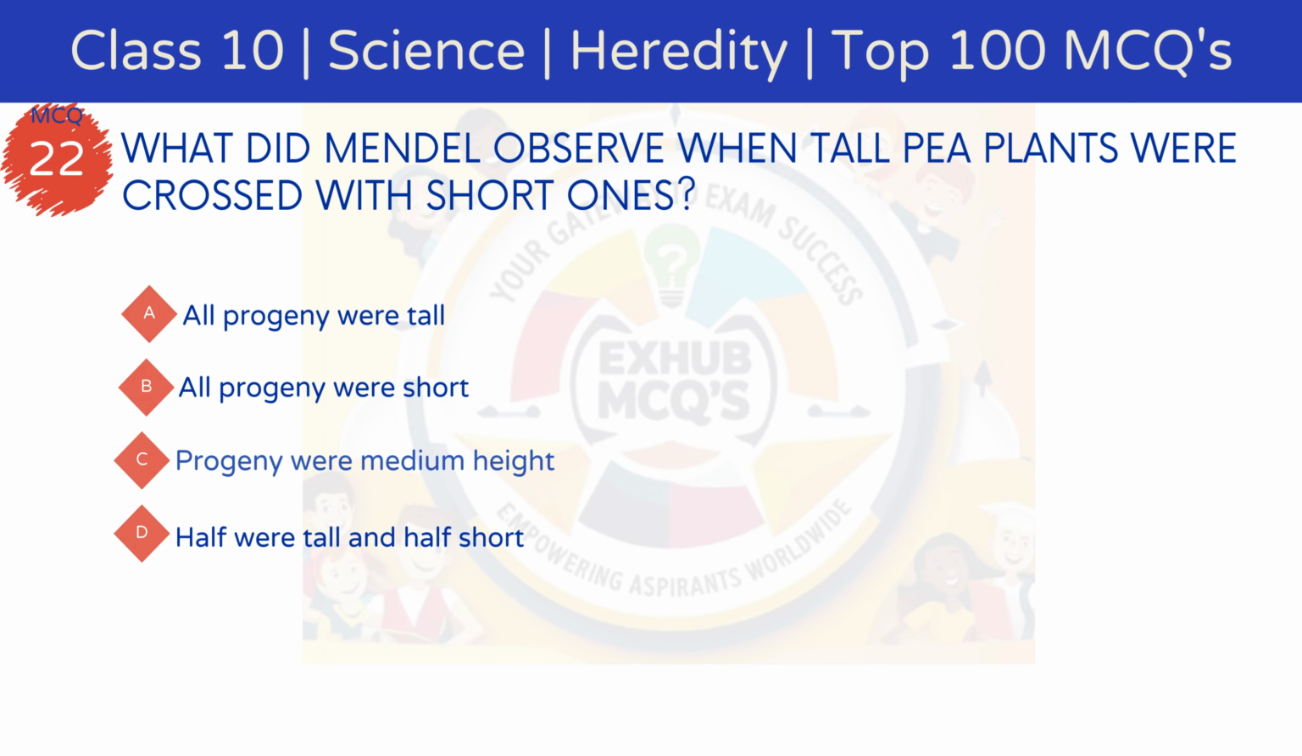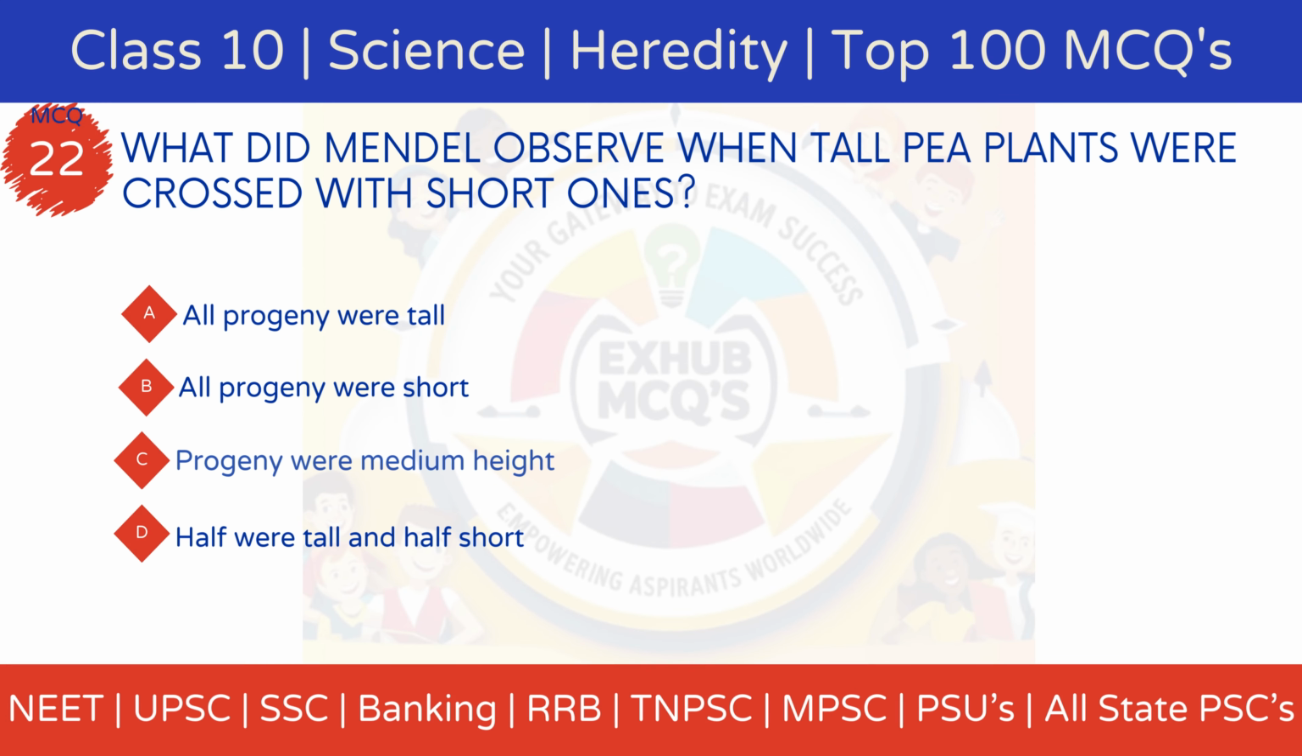MCQ 22. What did Mendel observe when tall pea plants were crossed with short ones? Option A, all progeny were tall. Option B, all progeny were short. Option C, progeny were medium height. Option D, half were tall and half were short.